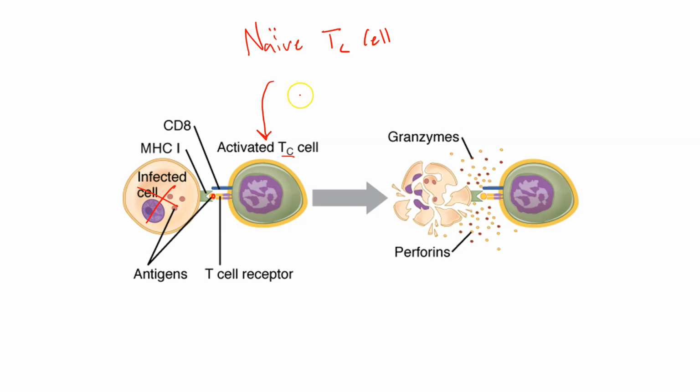And basically, the two signal model says that in order for a naive T cell to be activated, it has to first come in contact with the antigen, but then in addition to that, so there's a first signal in which the T cell receptor binds to the antigen, and then likely also the CD8 would bind to MHC class 1, which is presenting the antigen.